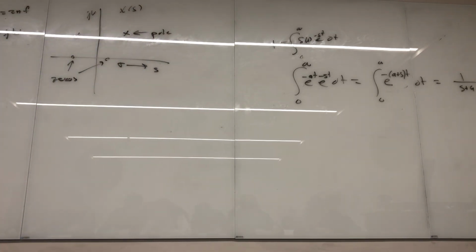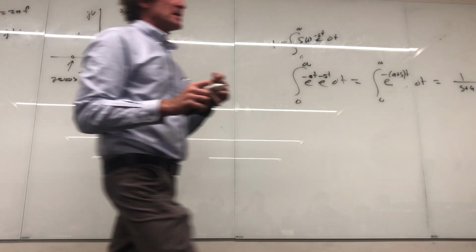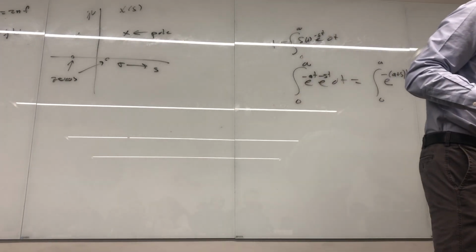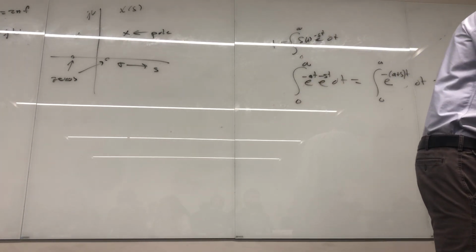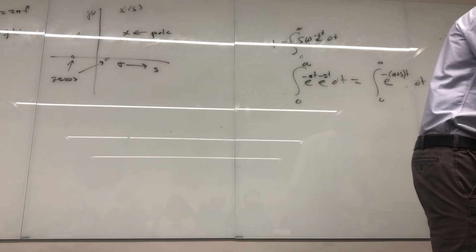Okay? Now, we can keep populating this table. I'm trying to think of the most important functions to do, and the properties I want to get at. That's one.